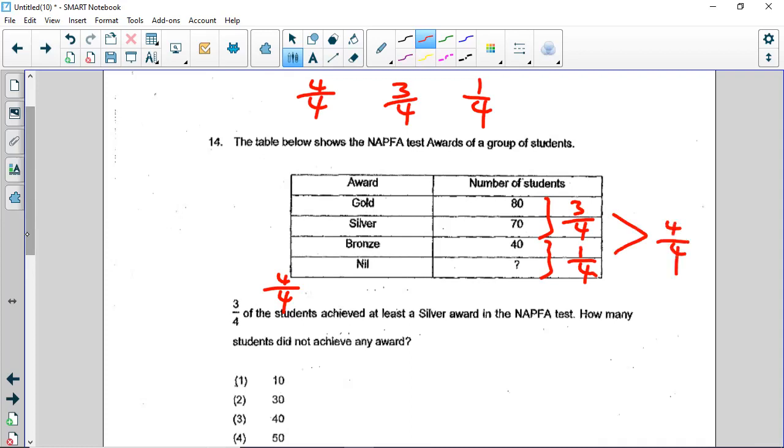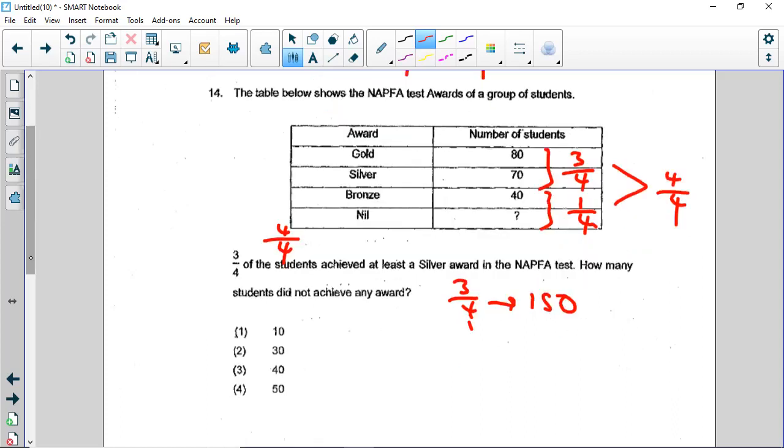So you look at what I've written, you can see that 3/4 is 80 plus 70. 80 plus 70 is 150. So what is 1/4? Your 1/4 will be 150 divided by 3. If 1/4 is 50, it means this and this add together is 50, right? Then how many did not get any award? So this must be 10. So 10 students did not get any award. Answer number 1. So if there's a fraction, there is a family of fractions.